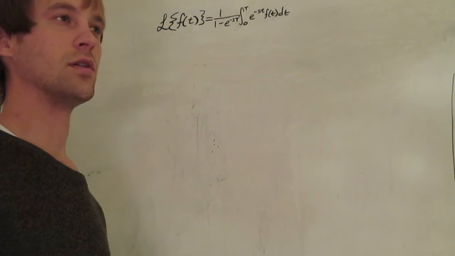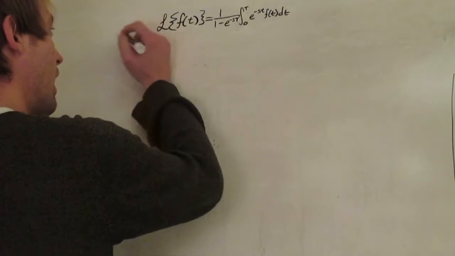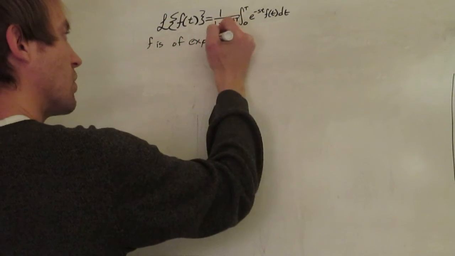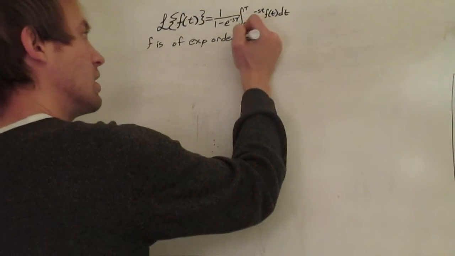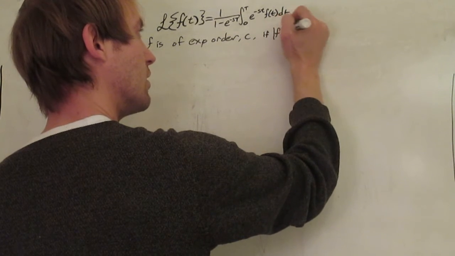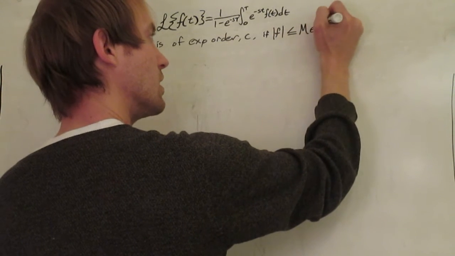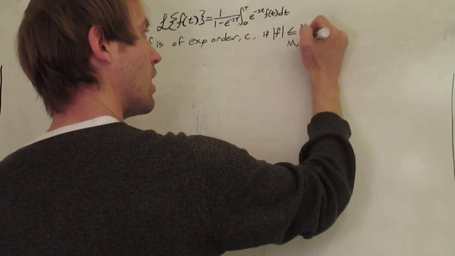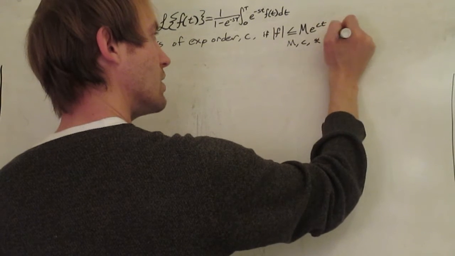So first of all, let's talk about the sufficient conditions for the existence of a Laplace transform. We say that f is of exponential order. This is one of the conditions. f is said to be of exponential order c if f is less than or equal to m e to the ct, where m, c, and star are greater than 0.